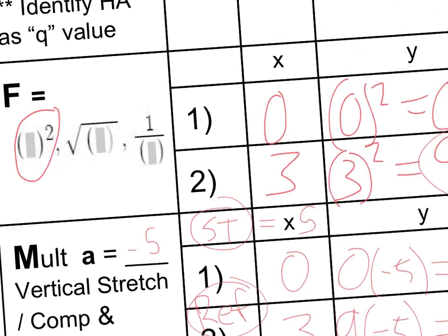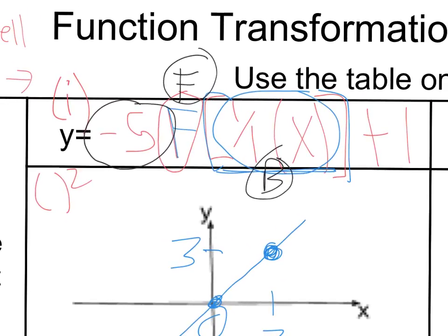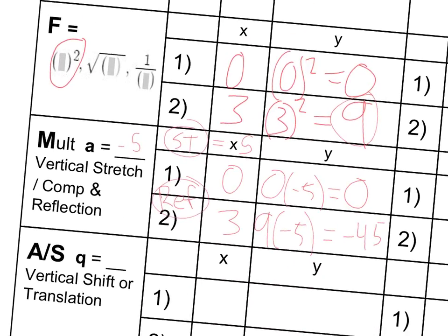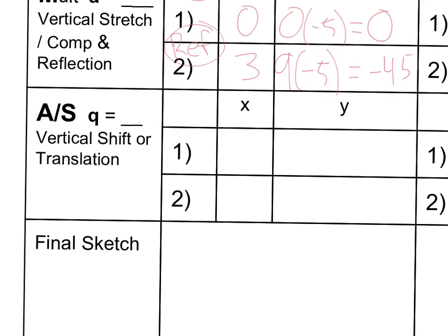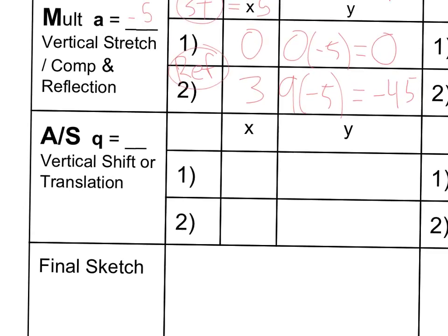Okay, next. What comes next according to BEDMAS? Looks to me like it is plus 1. Now we're adding and subtracting to y values. So let's go down here. So we have a plus 1 for Q. Q is a plus 1. Okay, so I'm adding 1 to all the y values.